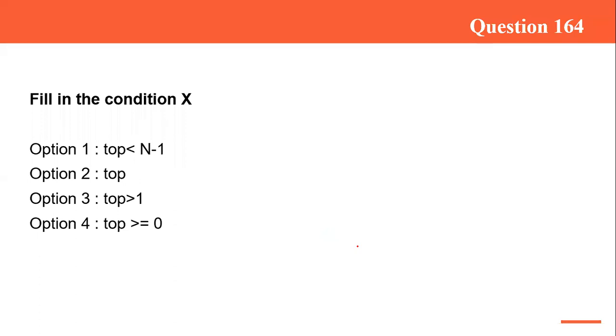Understood that? Is it clear? Both of them can be written. I hope you got it. Answer is option 4. If you have an option called top not equal to minus 1, that also can be the answer. Anything is fine. Cool. Okay. Let's see the next question.